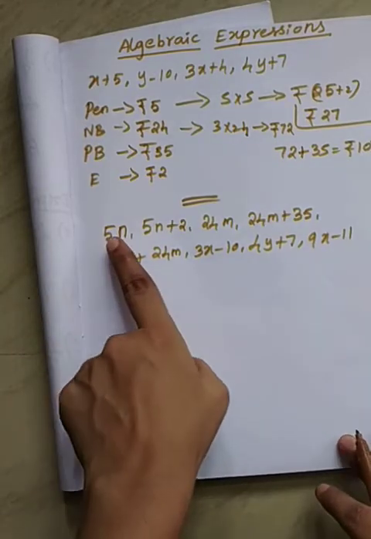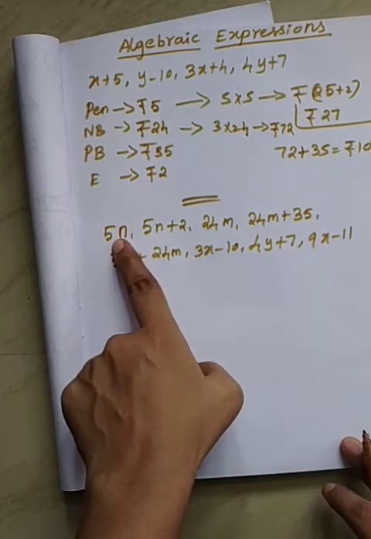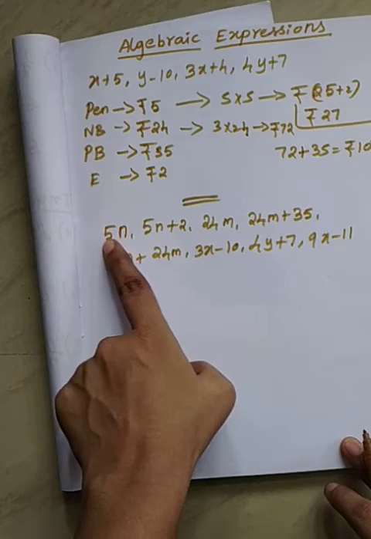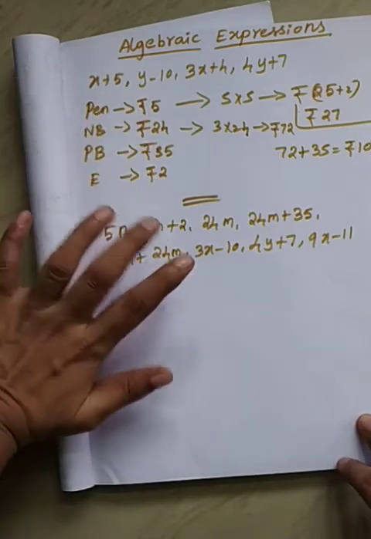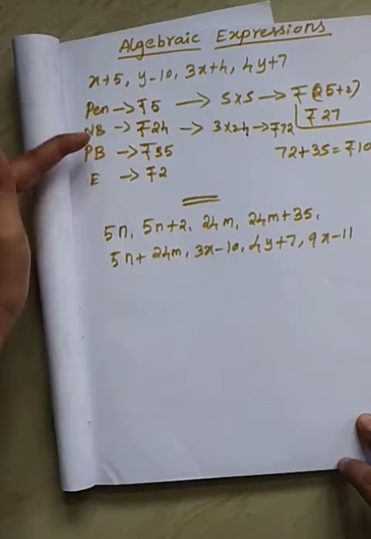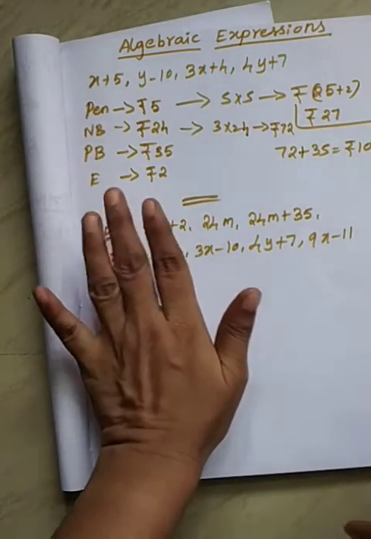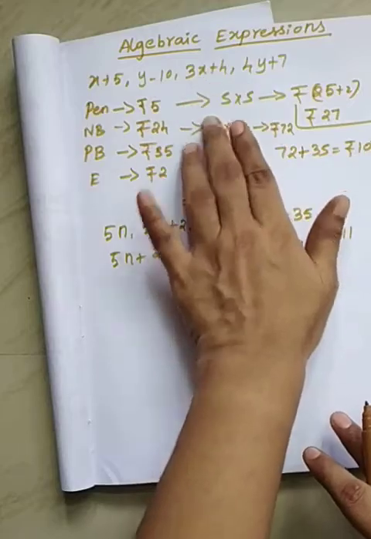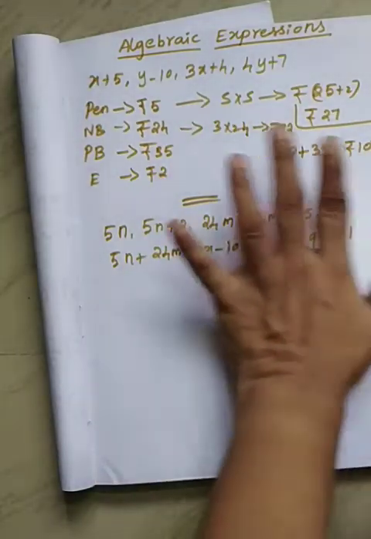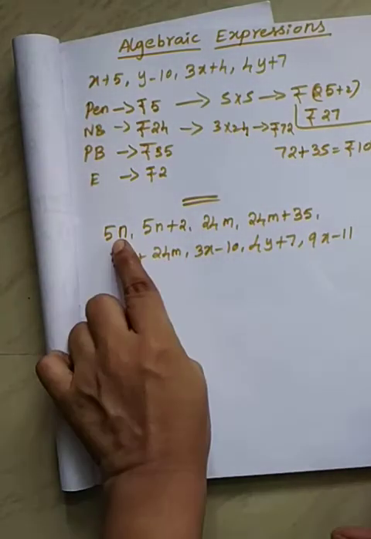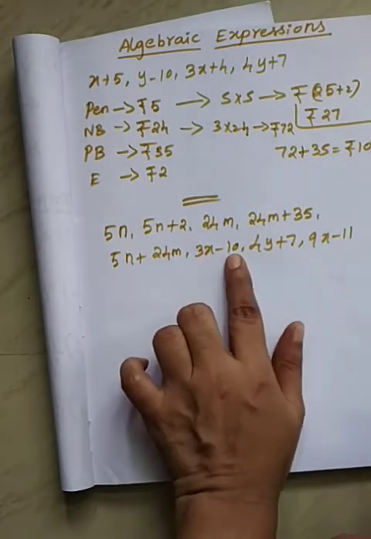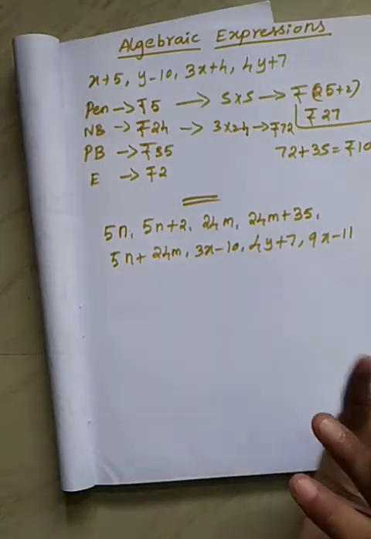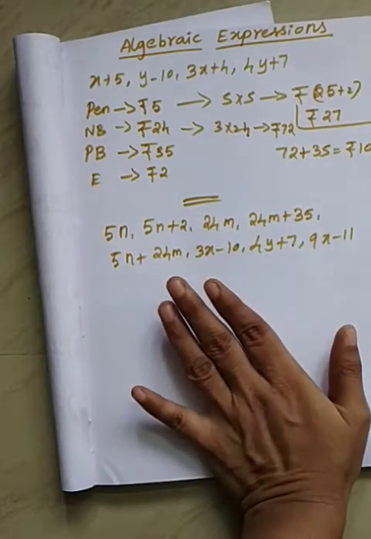See here, the cost of 1 pen is rupees 5, so for n pens you need 5 into n. That means we say 5n. Similarly, let us take some algebraic expressions: 5n, 5n plus 2, 24m, 3x minus 10, 4y plus 7. These are all algebraic expressions.